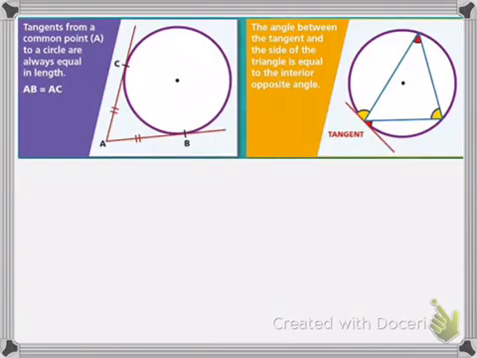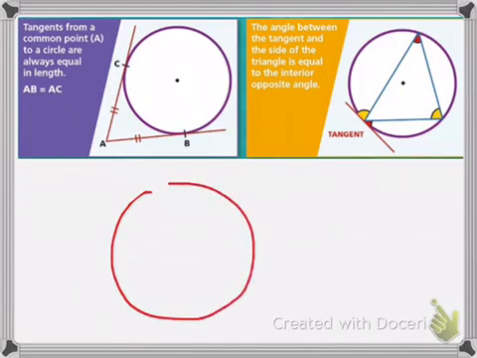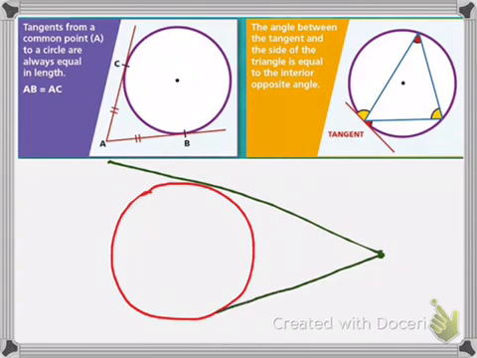And the last 2 rules: tangents from a common point outside the circle are always equal in length. Again, this is a key rule that comes up in the exams every year. If we have tangents from the same point outside the circle, so we'll take this point out here, tangents from the same point are equal. This is key because if you have the centre of the circle, once you see tangents from the same point, the 2 radii are equal in length as well.